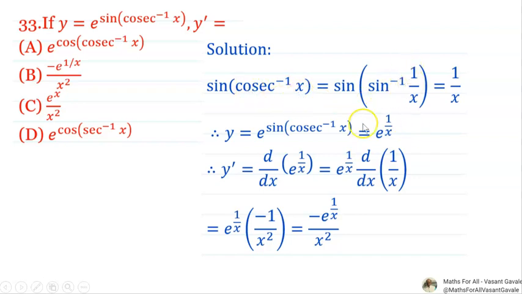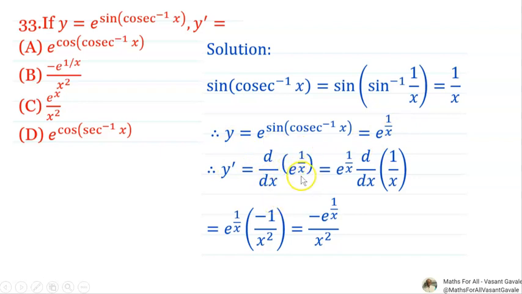Cosec inverse of x is written as sin inverse of 1 upon x. Cosec inverse of x means what? Sin inverse of 1 upon x, or sin inverse of 1 upon x means cosec inverse of x, and hence sin of sin inverse of 1 upon x means 1 upon x. Therefore the value of sin of cosec inverse of x we got is 1 upon x. Therefore y is equals to e raised to 1 upon x. Therefore y dash is equals to ddx of e raised to 1 upon x.